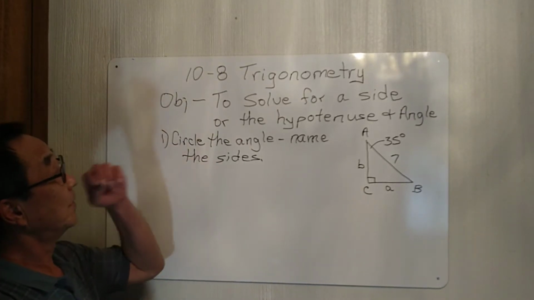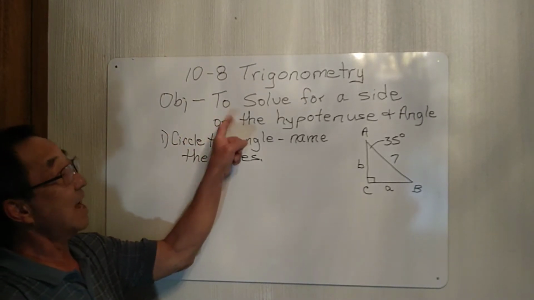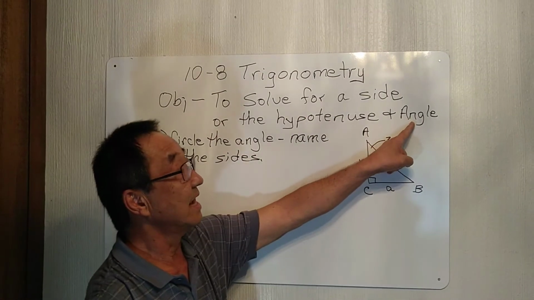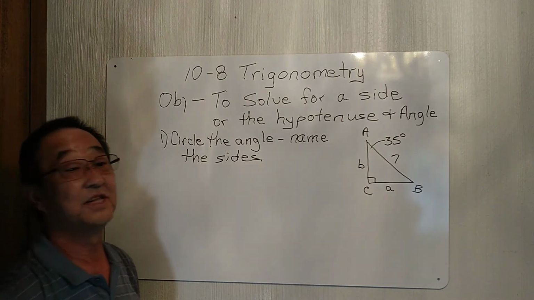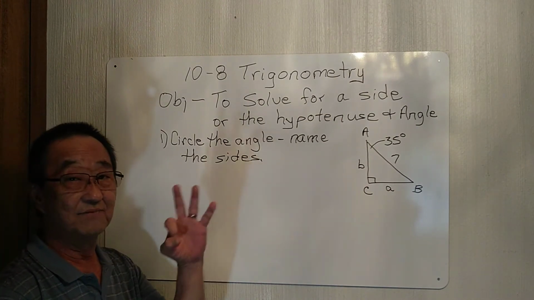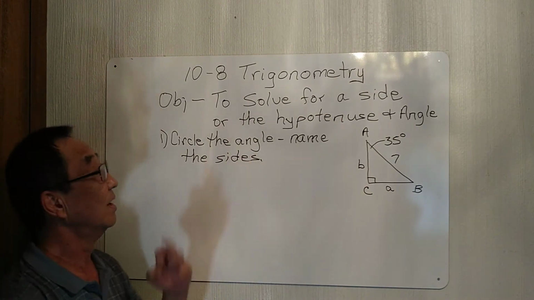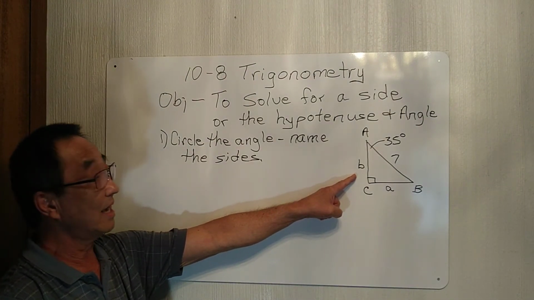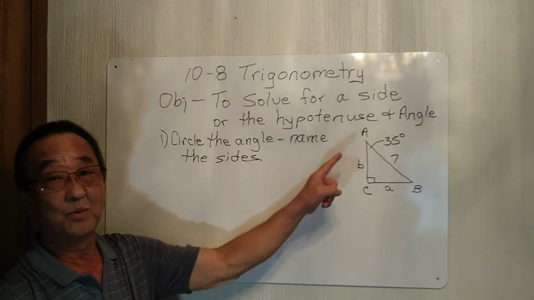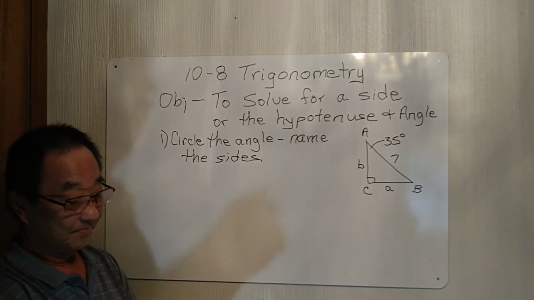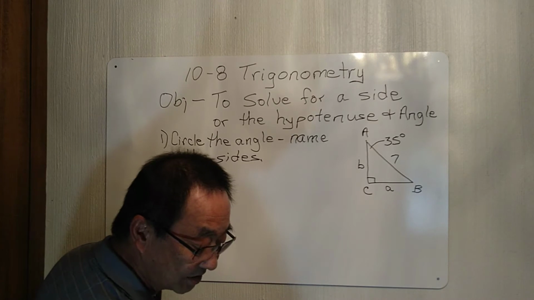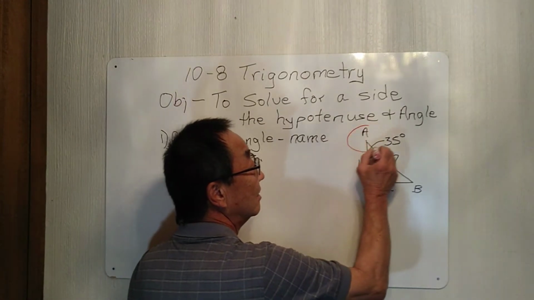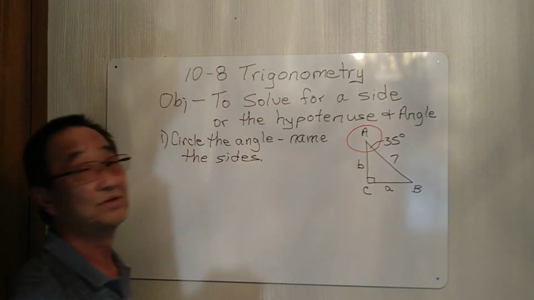This next example is to solve for a side or the hypotenuse and the angle. So in each of these problems that you're going to do, you have three things you have to look for. The first step is to go ahead and draw your triangle out, label it with what you know. In this one, the angle that you're going to be working with is angle A because it's the only one given to you.